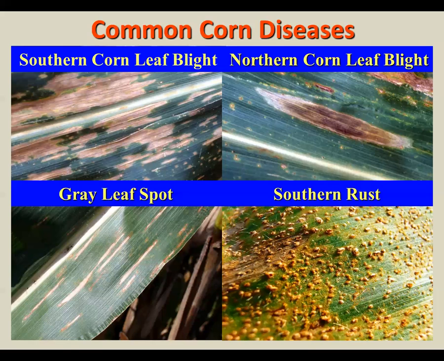But we see southern corn leaf blight, which has shown up already. Northern corn leaf blight, seen a little bit of it. Diagnosed gray leaf spot in central Alabama over at the plant breeding unit yesterday. So it's shown up.